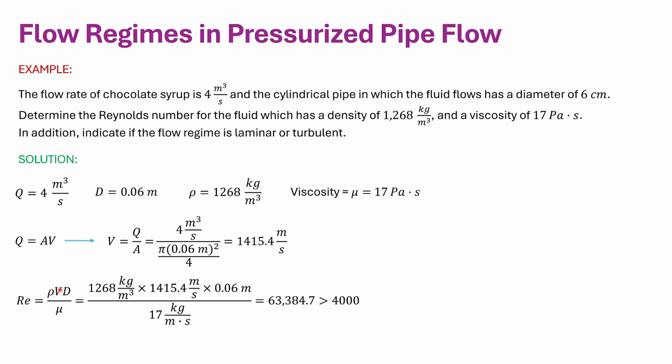So plugging in the numbers in the Reynolds number, we know rho, we know V from here, we know D, and we know mu. So the Reynolds number becomes 63,384.7, which is greater than 4,000. Therefore, the flow is turbulent.